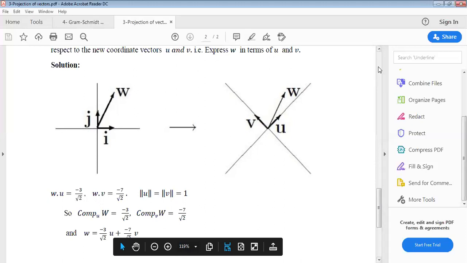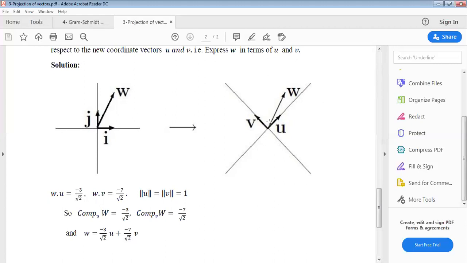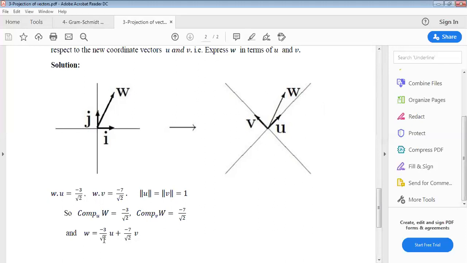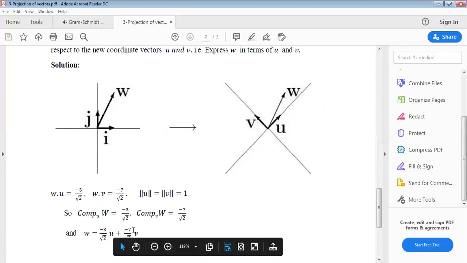So we need to express w in terms of u and v. So how to express this w? This is u plus v, right? So what is the component? Minus 3 by root 2. So w is equal to minus 3 by root 2 u plus minus 7 by root 2 v.